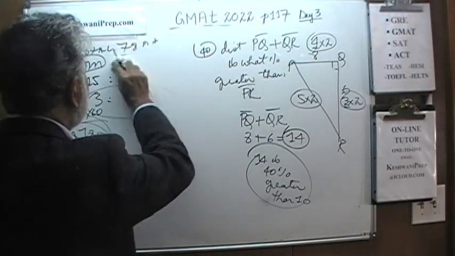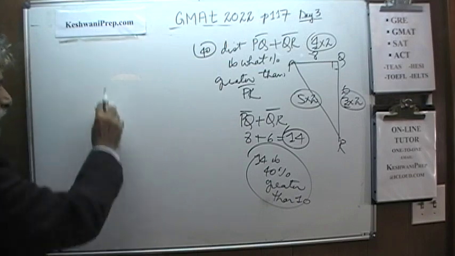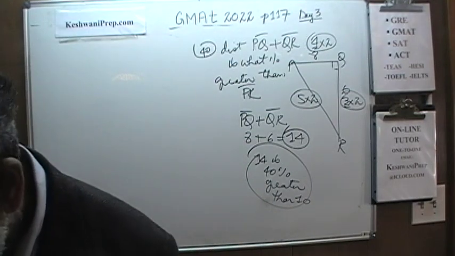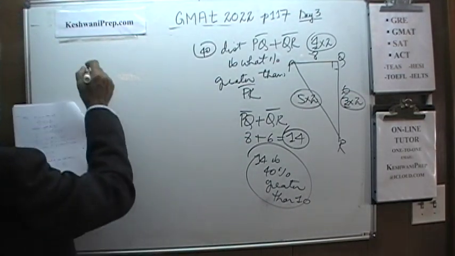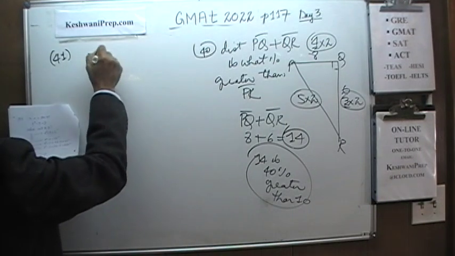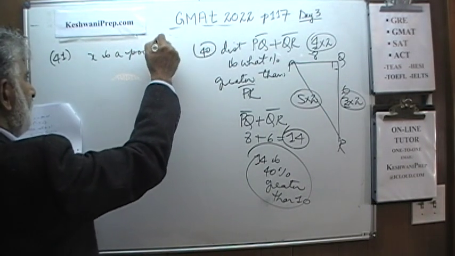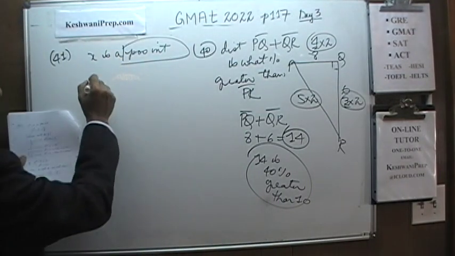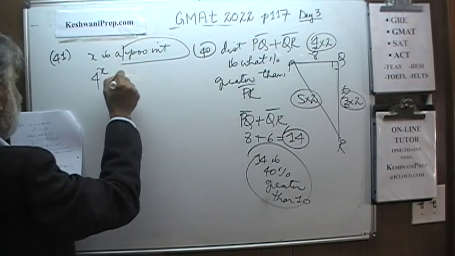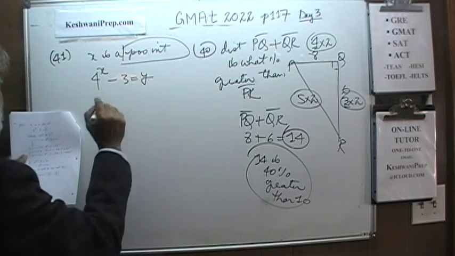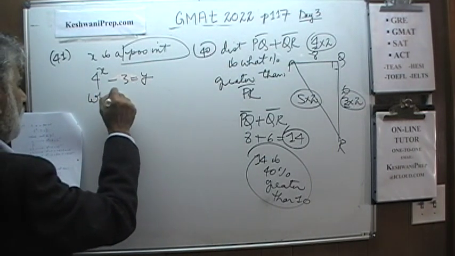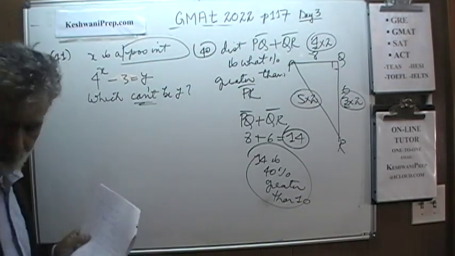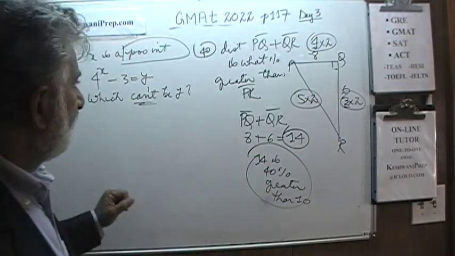Number 41. It says x is a positive integer. That's important. It has to be a positive integer. And we are told that 4 raised to x minus 3 is equal to y. And the question is which cannot be y. Let's look at the answer choices from this side, shall we?